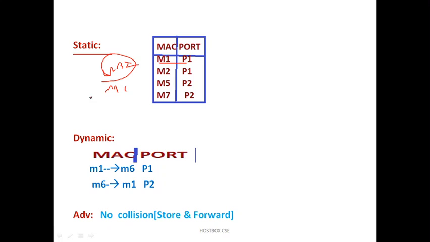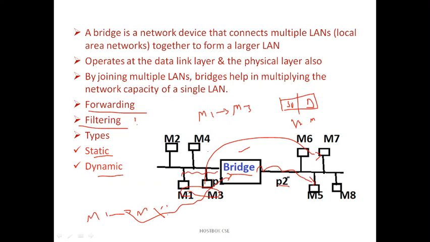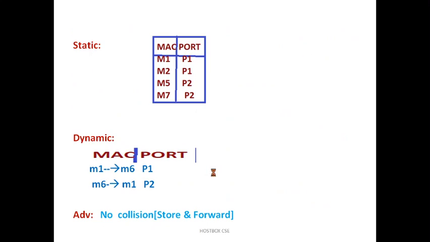To overcome the limitations of static and for better functionality and sharing of information, we go to another one called dynamic. In dynamic, there will be an empty table. The table holds the information of MAC and port. Here there is no table already filled; at runtime only we see the MAC and port address. Let's assume the same diagram here. M1 wants to communicate with M6.